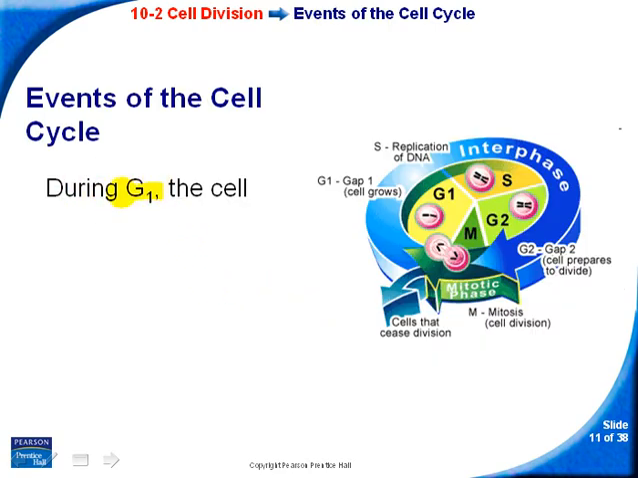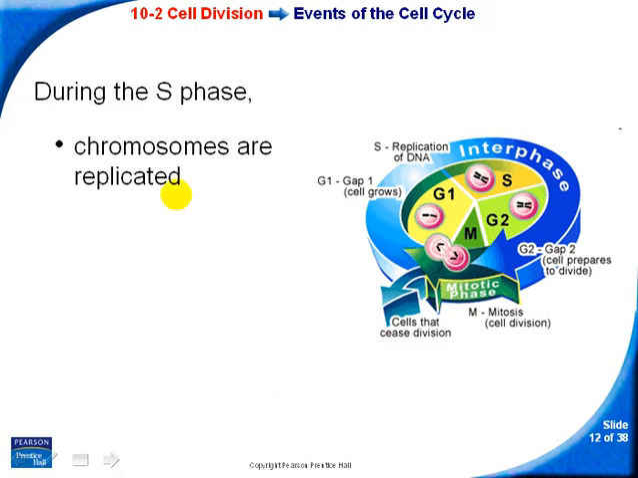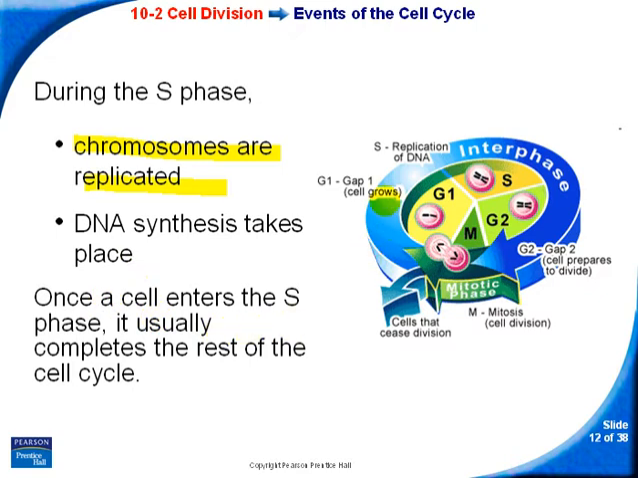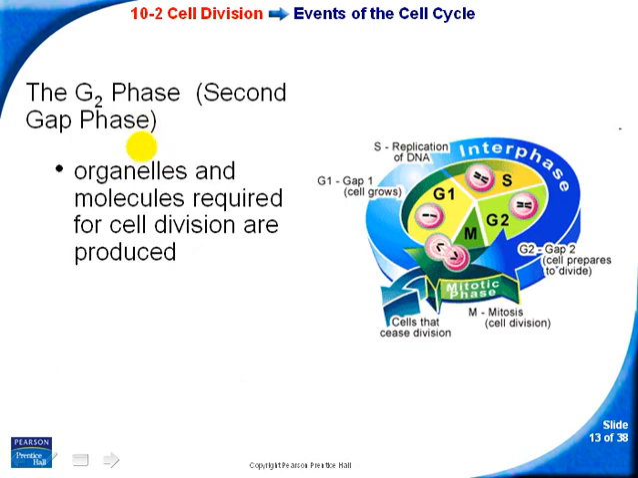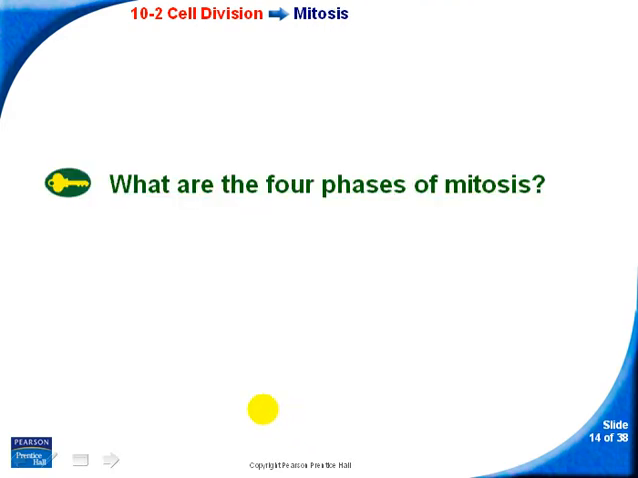So G1 phase, what happens then? The cell increases in size, it starts to grow, and it makes new proteins and organelles, as you would expect a cell that's growing. During the S phase, the chromosomes are replicated, and that's DNA synthesis. It's getting itself ready for division by replicating its DNA. During the G2 phase, it starts to make organelles and molecules for cell division. And now we're ready for the M phase, or mitosis, or the mitotic phase.